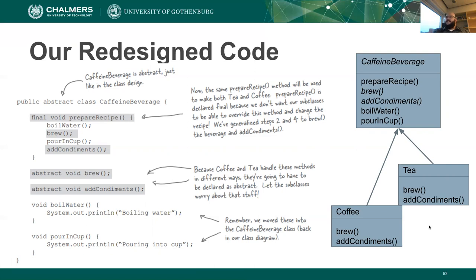The same prepare recipe method is going to be used to make both tea and coffee, but they both depend on a concrete brew and add condiment method that's defined in the children. These are handled in different ways. So in the parent, they're declared as abstract, right? And the parent does implement boil water and pour in a cup. All right, so then we go and deal with these coffee and tea classes. They rely on caffeine beverage to handle the recipe, so they just need to handle brewing and the condiments.